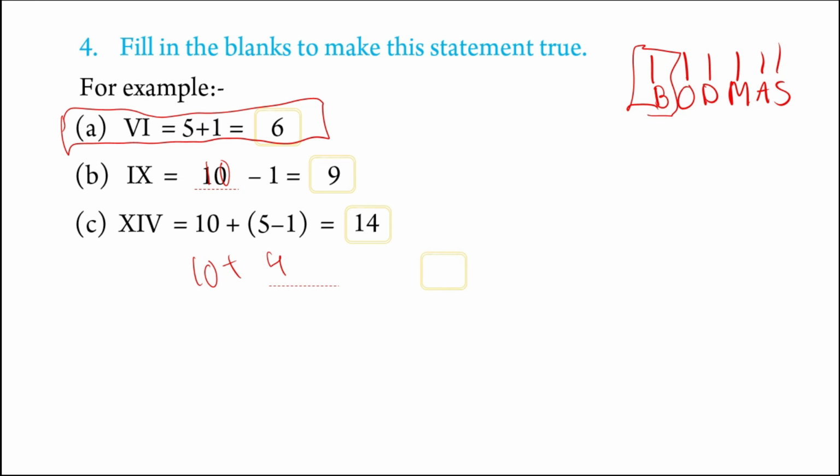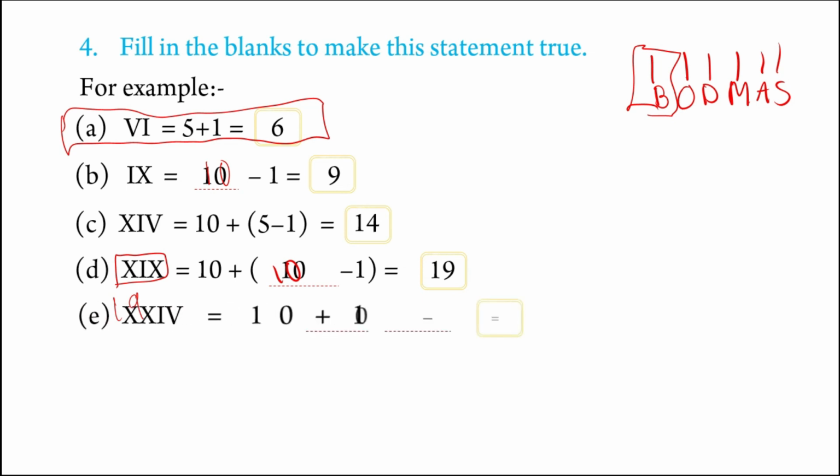Next is D. XIX is equal to 10 plus, and in the bracket there is fill the blanks minus 1 is equal to a number. So XIX. So this means this is 19 because X is 10 and IX is 9. That means 19. So 10 plus 10 minus 1 is equal to 19. Next is number E. XXIV is equal to 10 plus 10 fill in the blanks minus fill in the blanks is equal to. So double X means 20 and IV means 4. That means 10 plus 10, 5 minus 1 is equal to 24.